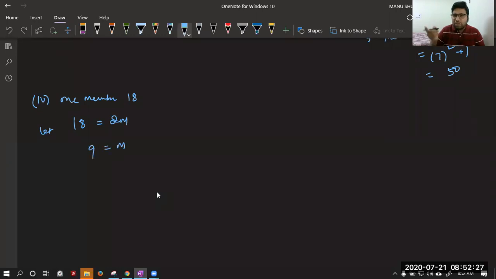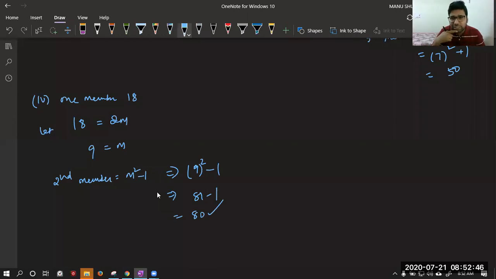What is the, what do you say, lower? Second member is m square minus 1. That is 81 minus 1, 9 square minus 1. Answer is 80.